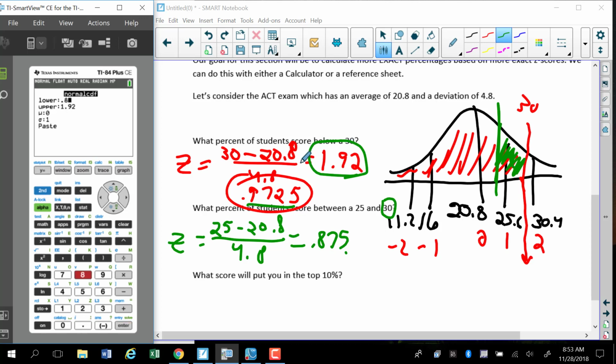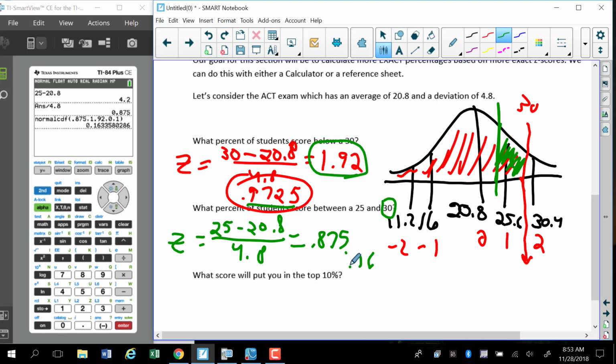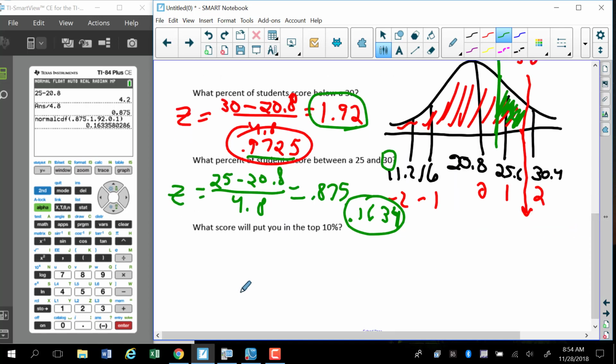So 0.875 and then 1.92, again, down to paste, and around 16%. So this would be 0.16, say 34. So about 16% of students will score between here and here. Now, one other way they can ask this question is what score will put you in the top 10%? So now they're looking at a percentage problem.